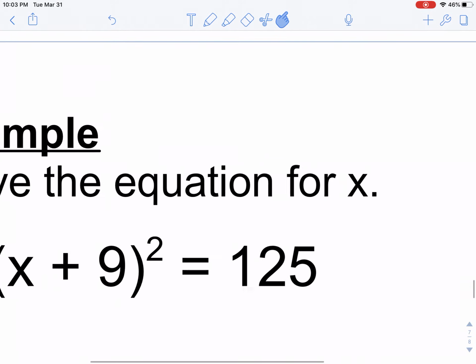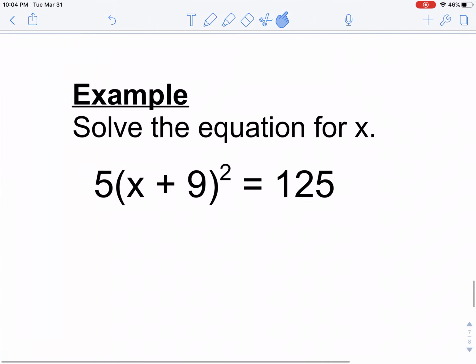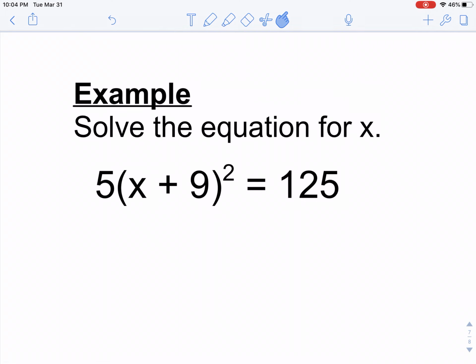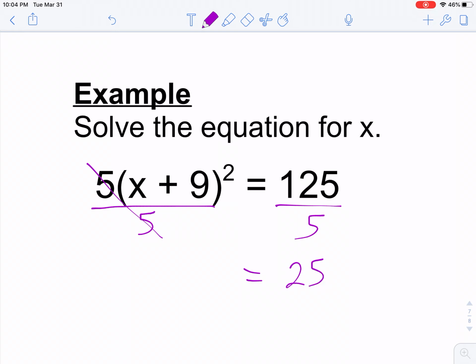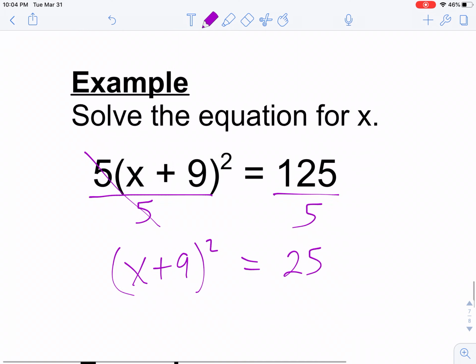Okay? Let's try one more down here, and then we'll call it quits on this video. You want to get x all by itself. To do that, the first thing you must do is divide by 5. That's the first thing you could start to isolate. 125 divided by 5 is 25. So you have x plus 9 squared equals 25.